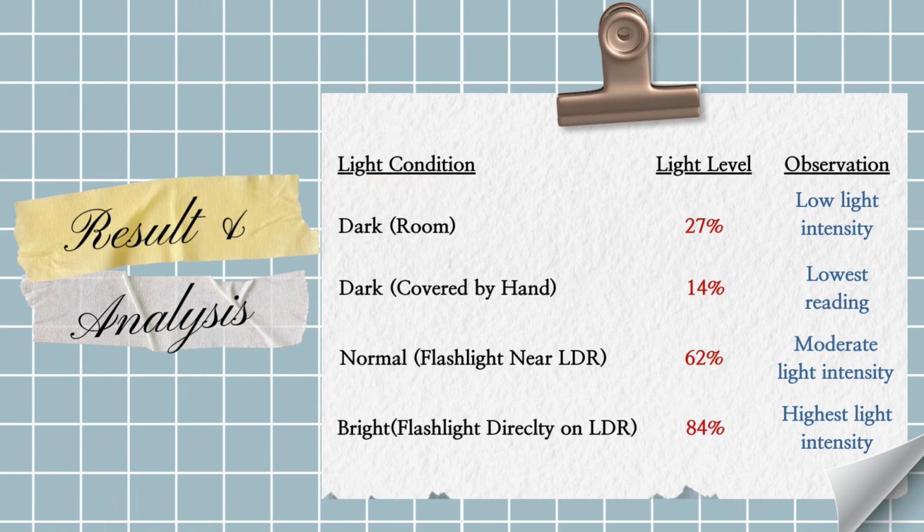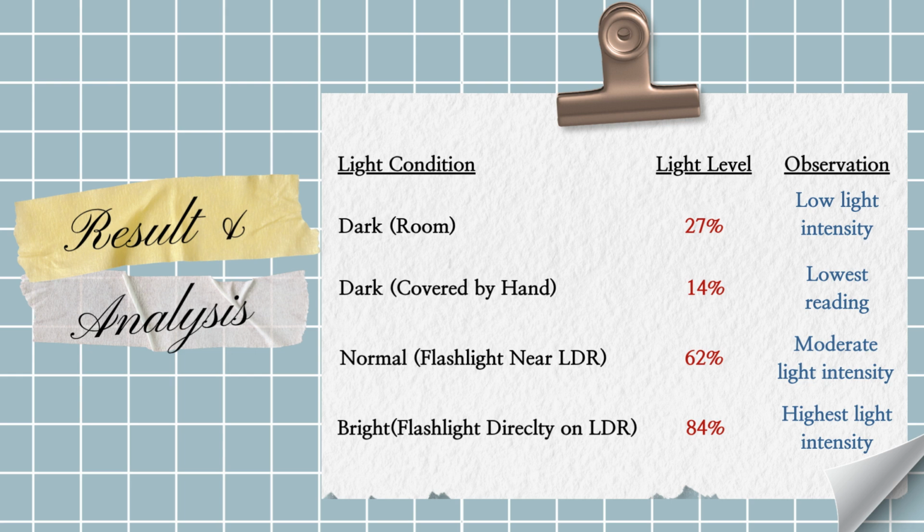I will present the results obtained from the online light level monitoring system. The system was tested under 4 different lighting conditions. In the dark room, the light level recorded was 27%, indicating low light intensity. When the LDR sensor was covered by hand, the reading decreased further to 14%, which was the lowest value because almost no light reached the sensor.